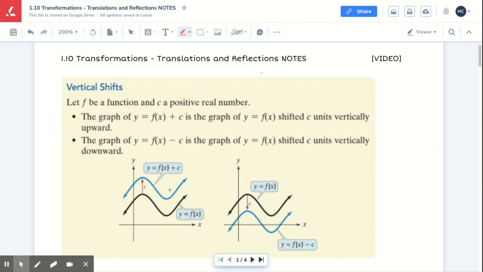So we have a couple of pictures to look at here. This one on the left shows you the blue graph here is exactly like the black graph, but shifted c units up. And on the second one, the blue graph, exactly the same shape and size as the black graph, but shifted down.